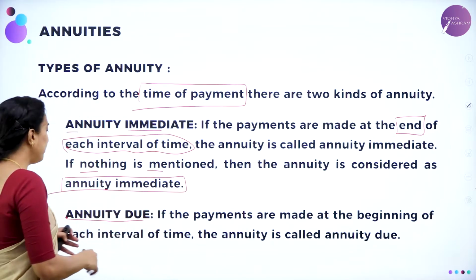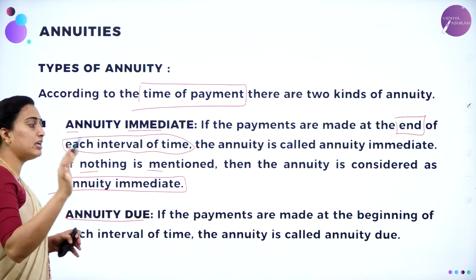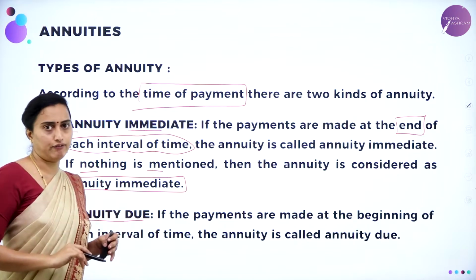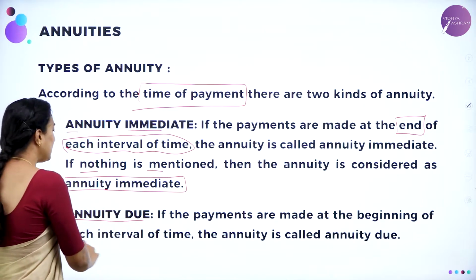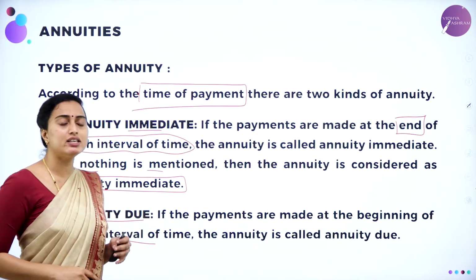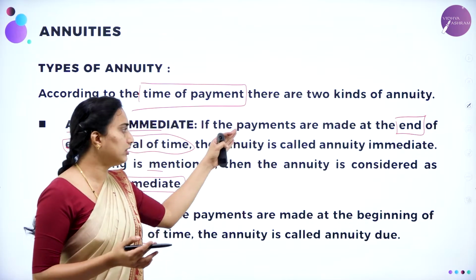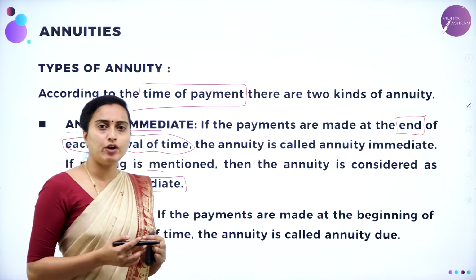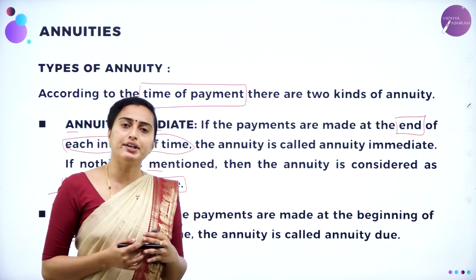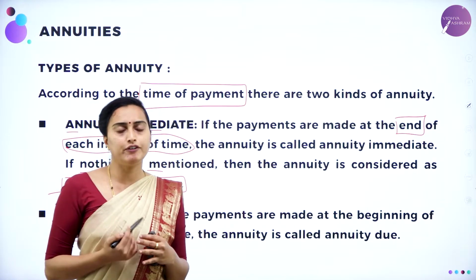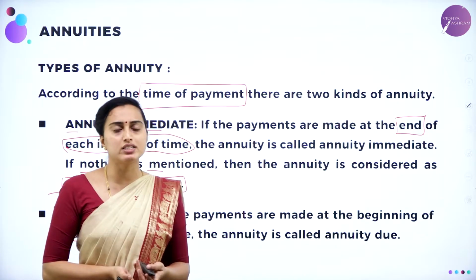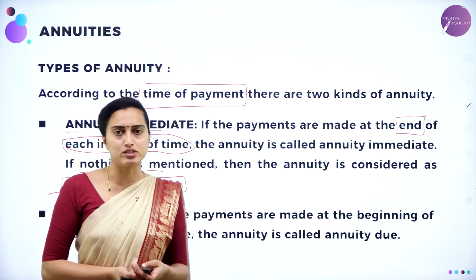Now, what do you mean by annuity due? If the payments are made at the beginning itself, at the beginning of each interval of time, then the annuity is called annuity due. So at the end of the interval of time, it is known as annuity immediate. Before, if it is paid, it is known as annuity due. That is the difference, okay?